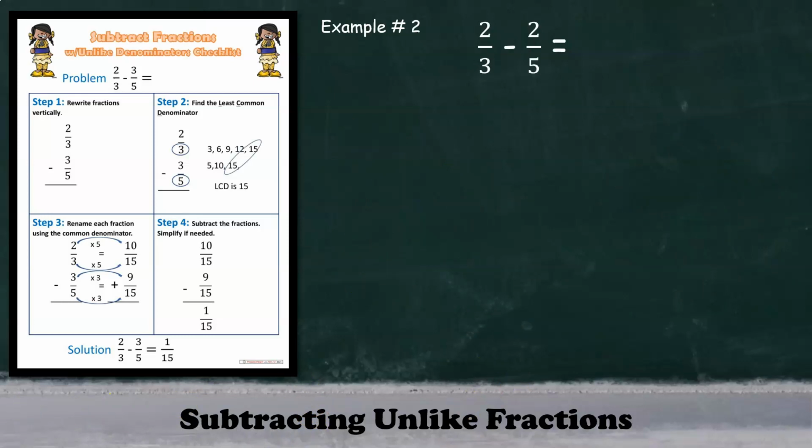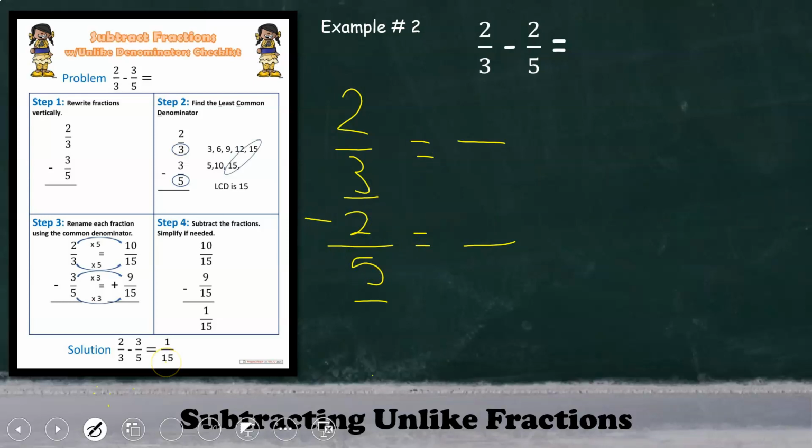Let's try it again. This time we're going to subtract 2/3 minus 2/5. Rewriting the problems vertically. And again, since the denominators are not the same, we must find the least common denominator. As a time-saving tip, it may be beneficial to encourage students to start listing the multiples of the larger number first, and then utilizing what they know about their multiplication facts to determine the LCD.